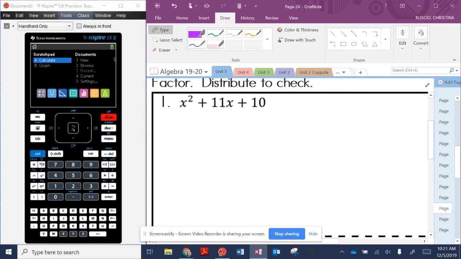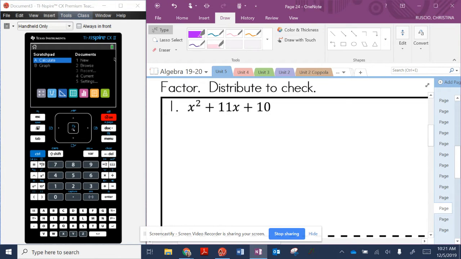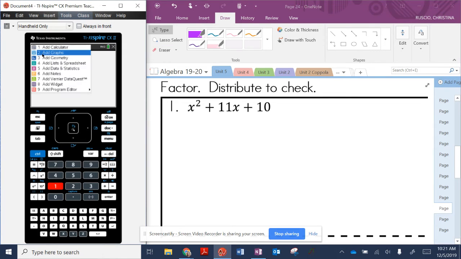So question number one, what we're doing is we're supposed to factor and distribute to check. So using our calculator, if you remember from the lesson video, we need to open up a new document and add a graph page. Right in the function spot, we're going to graph x squared plus 11x plus 10. And when we graph it, we can almost see the parabola.